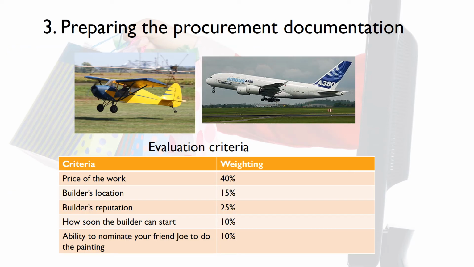Finally, in Step 3, you need to consider how you will compare the tenders. What evaluation criteria are important to you? Think about when you go shopping for something and there are two things similar, both would do the job, but they're not exactly the same. How do you compare them? Both of those aeroplanes will get you in the air, but one is a lot more comfortable than the other.